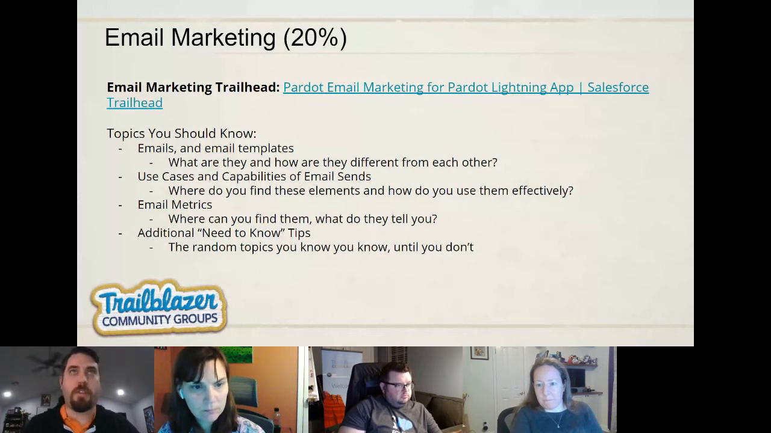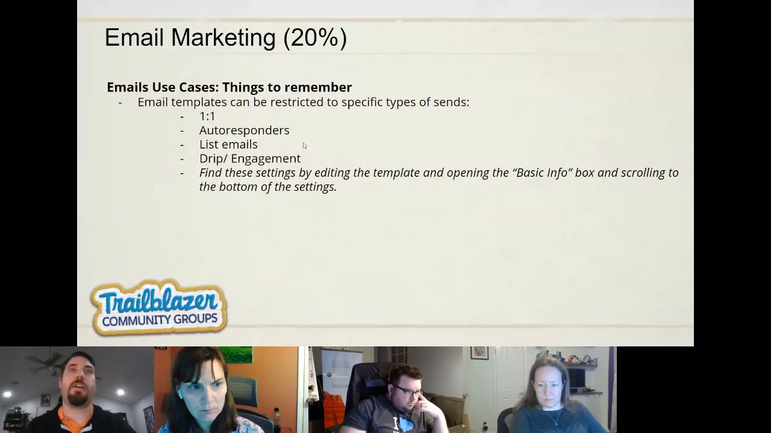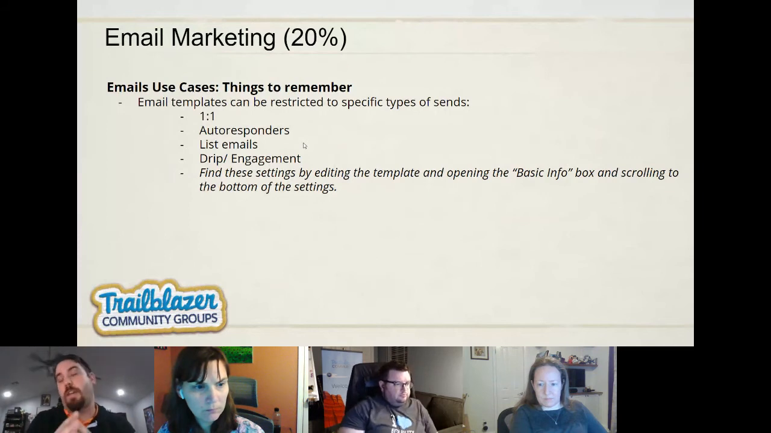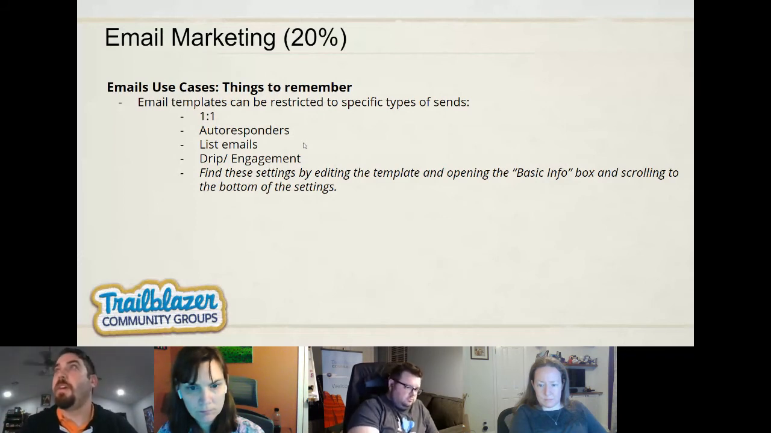One of the first bullets says to distinguish between an email and an email template. Pretty simple things. An email is you actually sending it out. An email template you can build, you can edit, you can do everything that you want to. You can adjust the sender. You can do everything you can in an actual email send, but it stays within your system. It doesn't go anywhere. The second bullet is, given a scenario, identify the capabilities and use cases for emails.